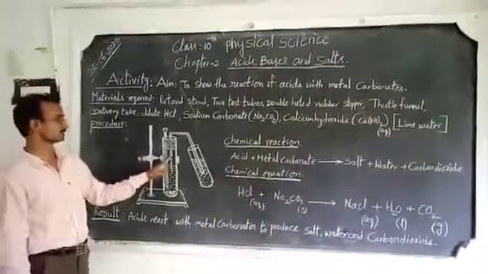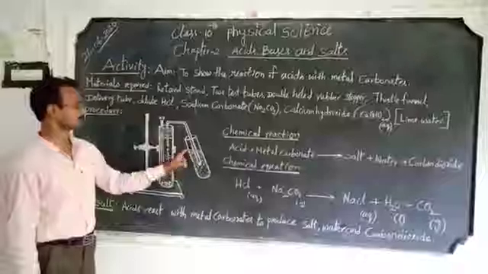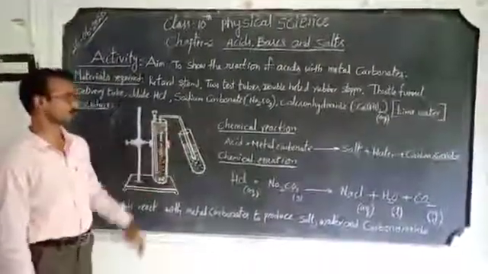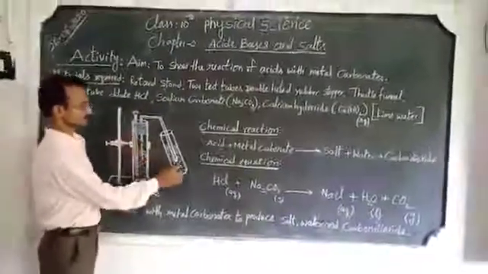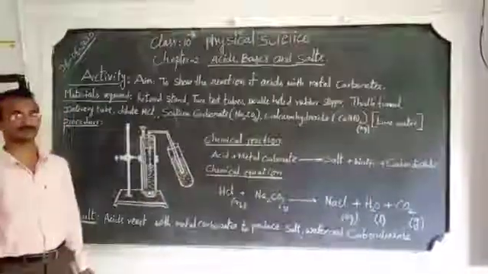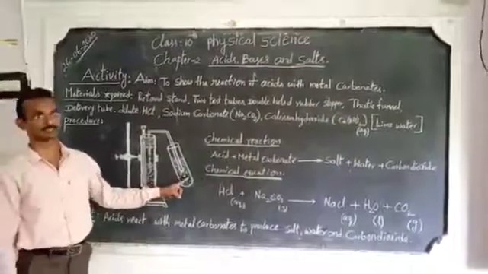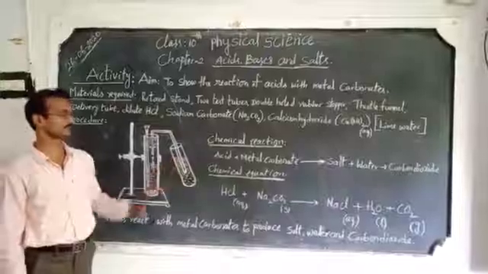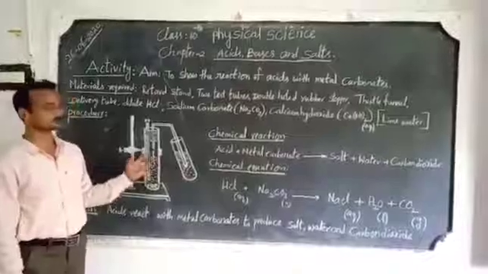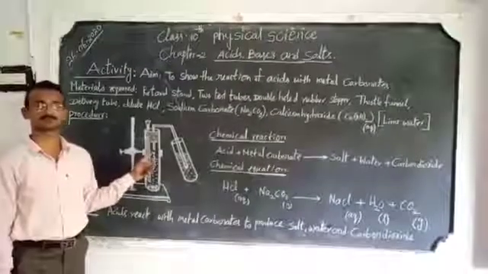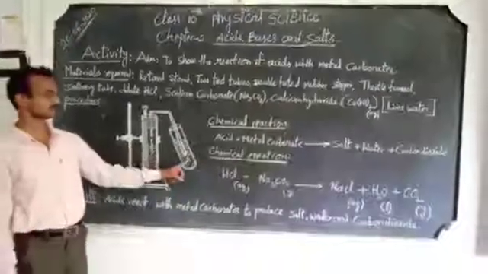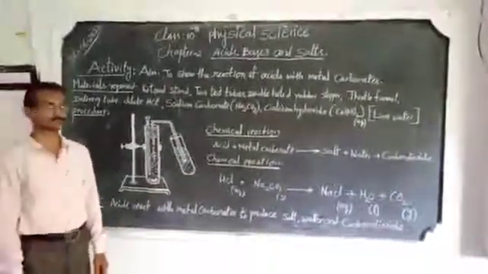The gas passes through the delivery tube, and when the gas is evolving through the delivery tube, we need to place the calcium hydroxide solution at the end of the delivery tube. That means lime water. Lime water we have to place at the end of the delivery tube. Why are we introducing this? To know what gas it is, we are introducing lime water here. The lime water turns milky white in color.